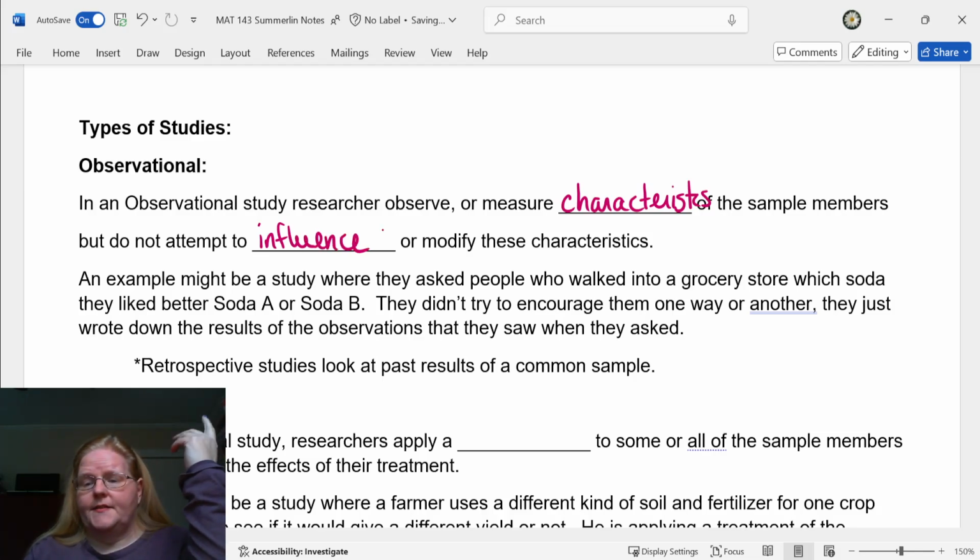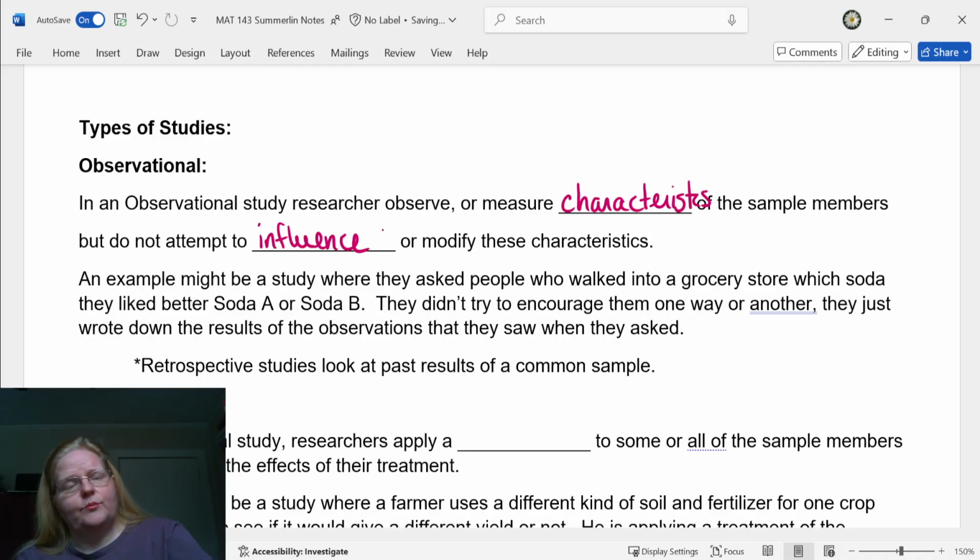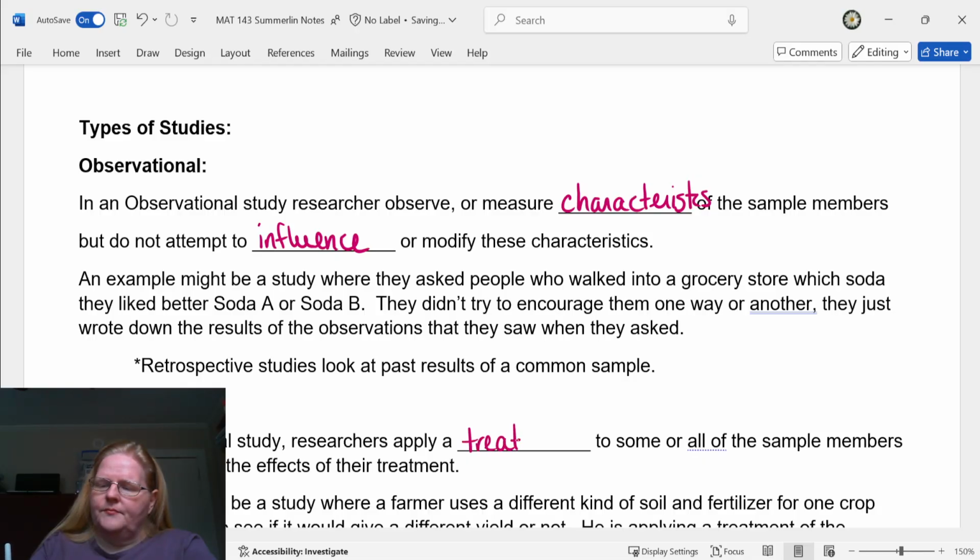or modify these characteristics. That's kind of important, because if you ever do attempt to influence or modify the characteristics, you are no longer in an observational study. You are then into an experimental study. In an experimental study, the researchers apply a treatment specifically to some or all the sample members and then observe the effects of their treatment.